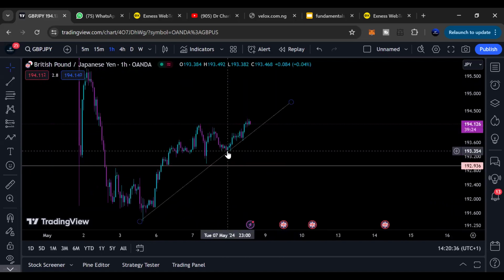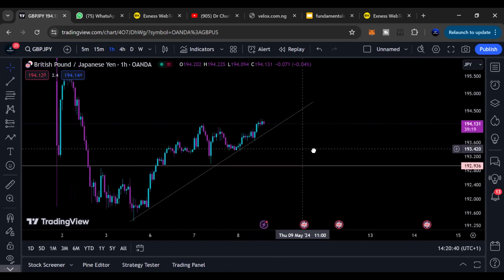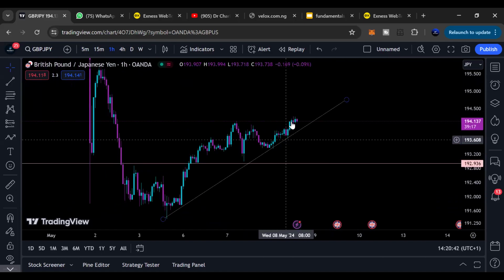This is the AOV, the area of value we are interested in, which is this upsloping support. So first of all, look at what is the swing low. The lowest swing low it had was when it dropped to a low of 193.644. So with your pen on your trading journal, you have to note it down.